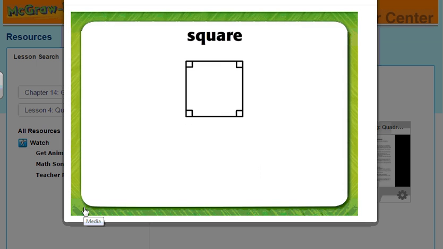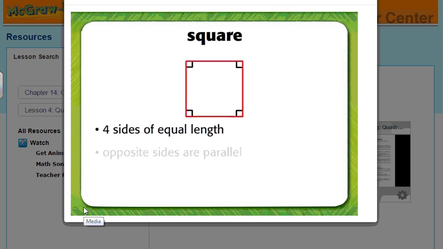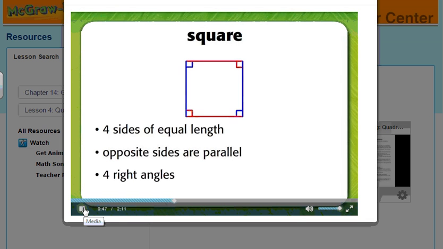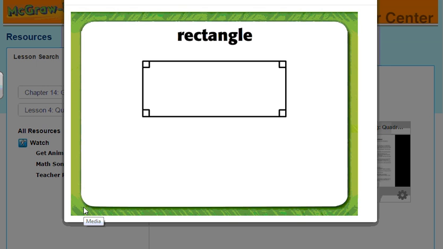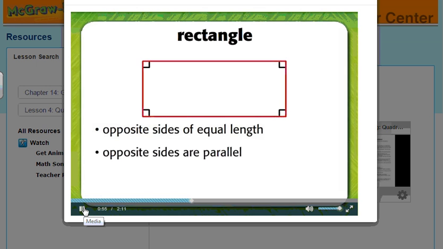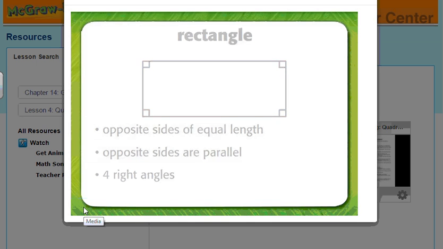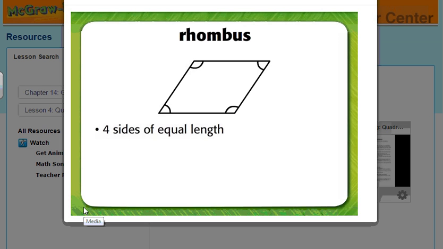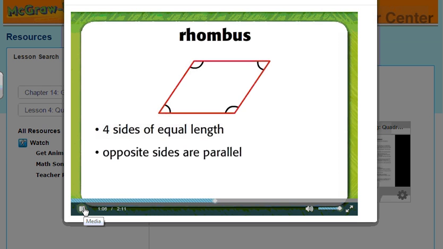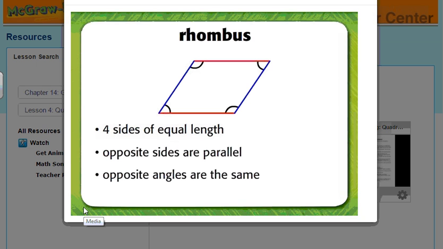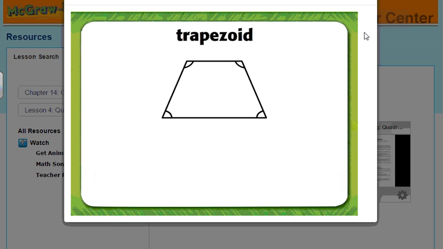Square. 4 sides of equal length. Opposite sides are parallel. 4 right angles. Rectangle. Opposite sides of equal length. Opposite sides are parallel. 4 right angles. Rhombus. 4 sides of equal length. Opposite sides are parallel. Opposite angles are the same. Trapezoid. 1 pair of parallel sides.